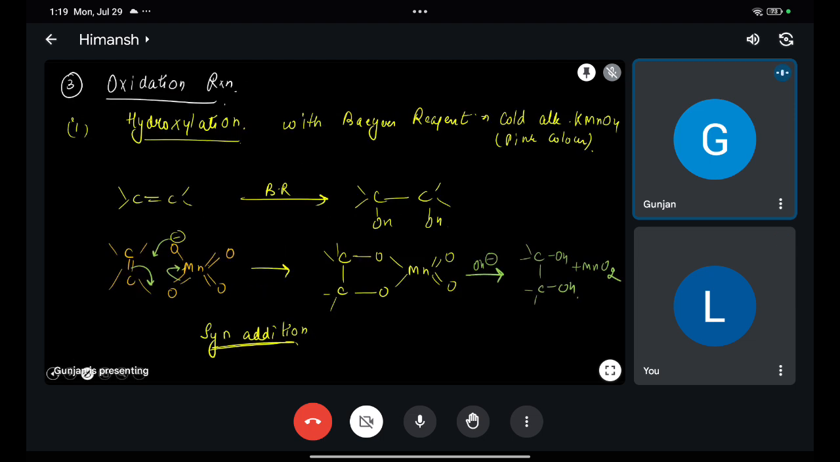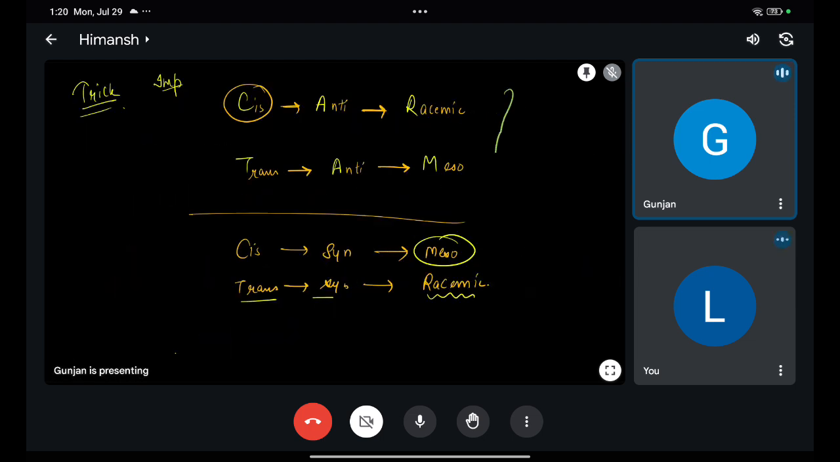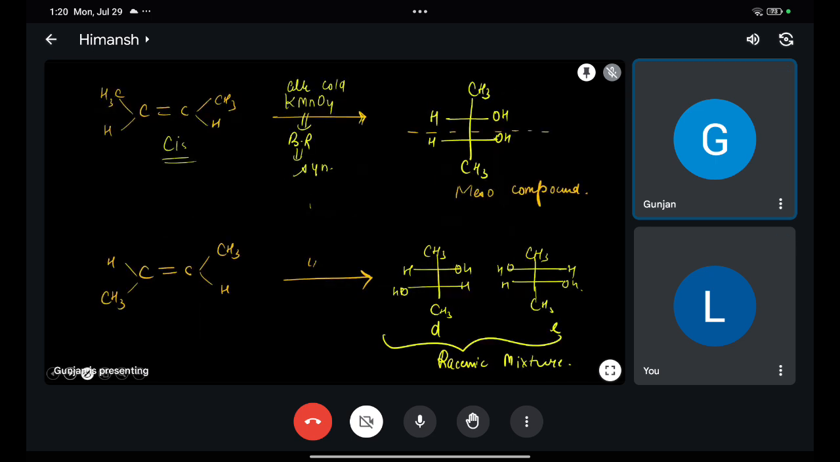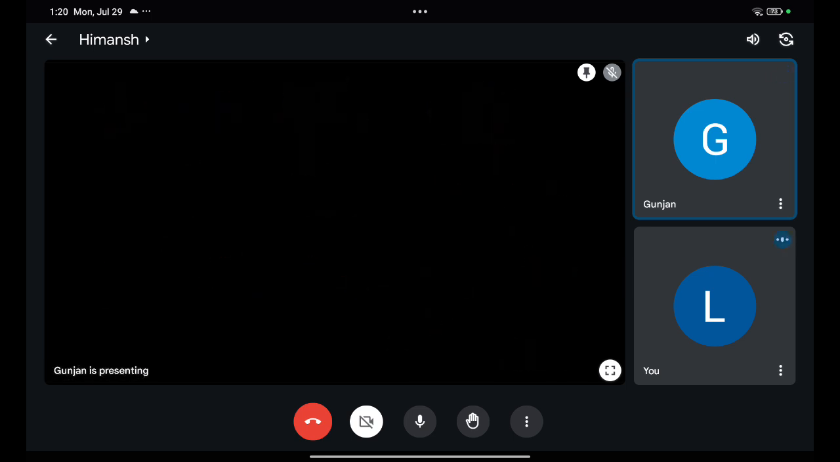So this is a very short trick which will be used wherever we have cis or trans alkene, whatever the condition is. If we have to add in an anti manner, we will get racemic or meso according to cis or trans, and if we have to attack in a syn manner, we will get meso or racemic. Got it? Yes, ma'am. Got it, ma'am.